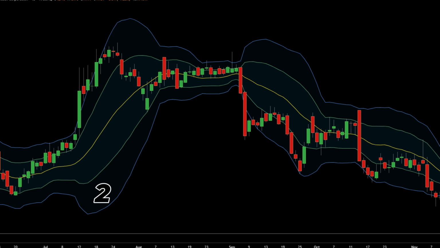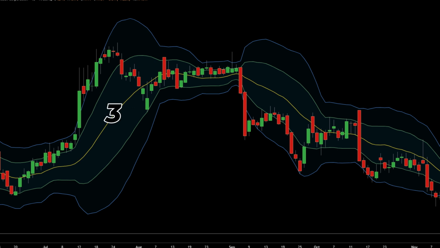The second is the downtrend zone, the area between the lower 1 and 2 standard deviation bands. When the price is grinding down inside this lower channel, it's signaling a powerful downtrend. And this is where you should start looking for shorts or already be short.